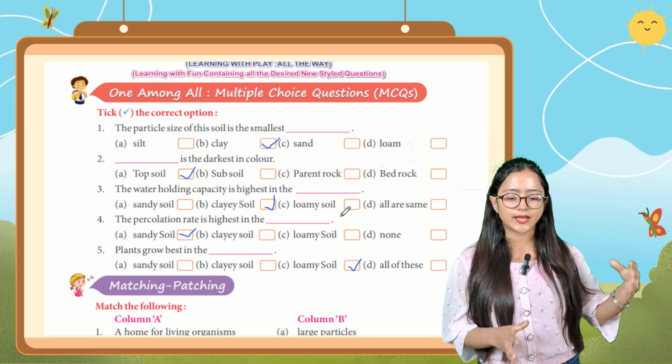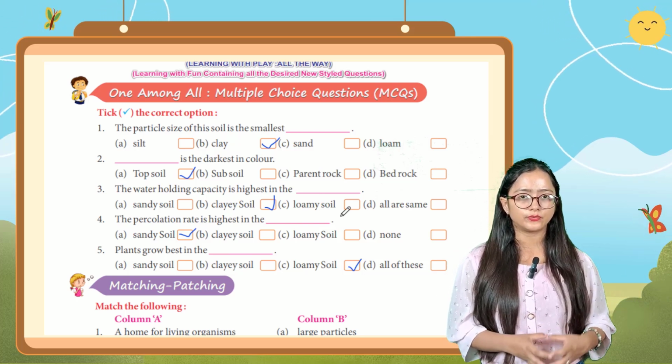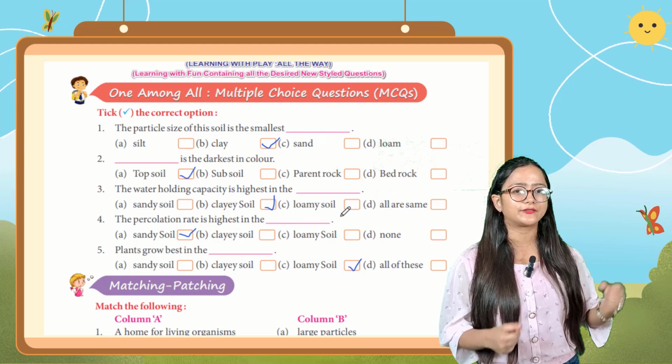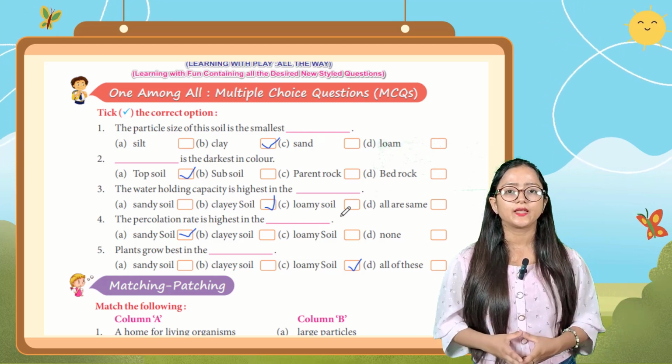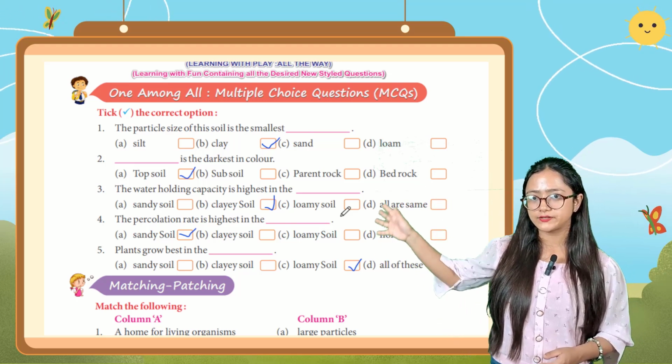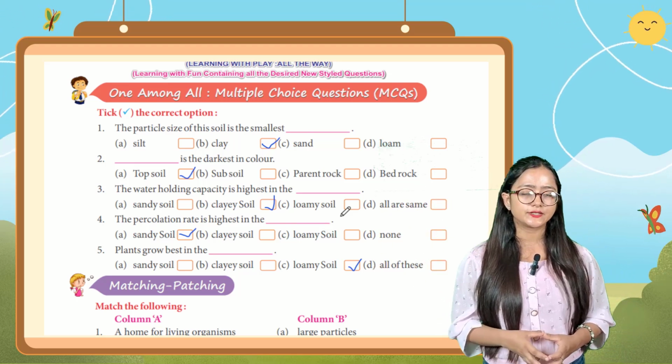So the matching and the fill in the blanks you have to do on your own. This is your homework. And also read this chapter thoroughly and draw the diagram of layers of soil and label it. Till then, students, take care.